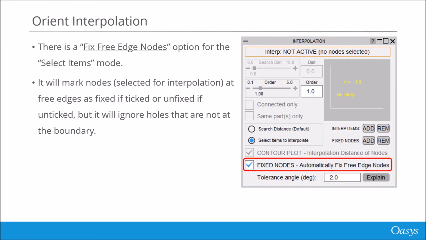Note here we have the option to automatically find the fixed nodes on free edges in your selection of interpolated items. So this is on by default, but you can turn it off if you wish. So let's just show you a quick demo of this.